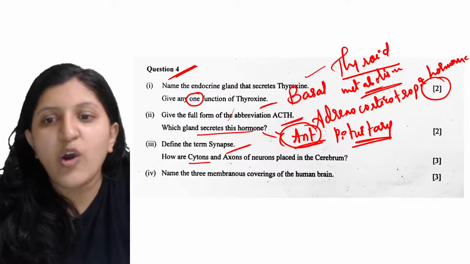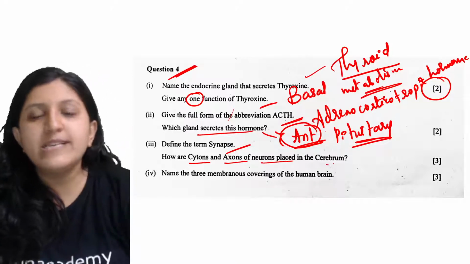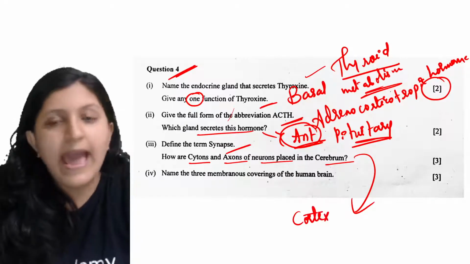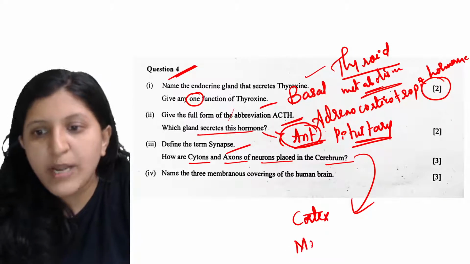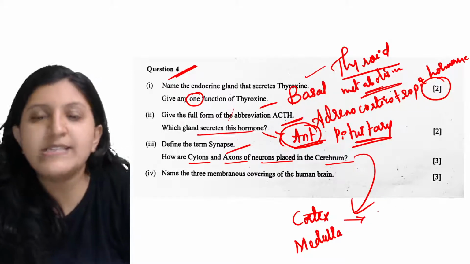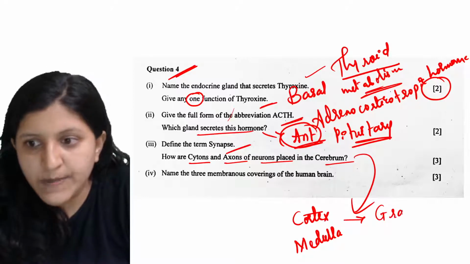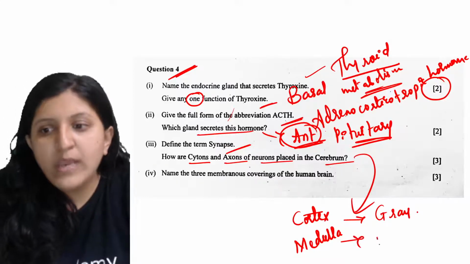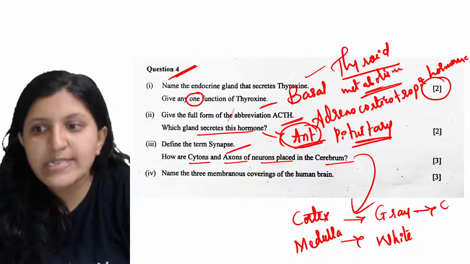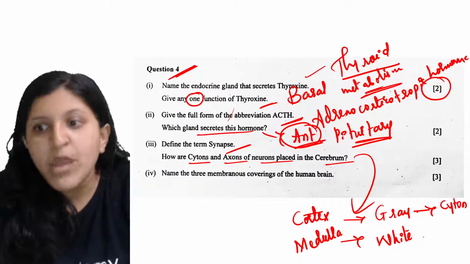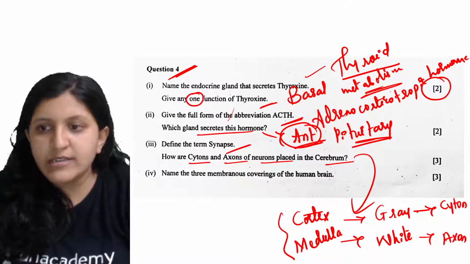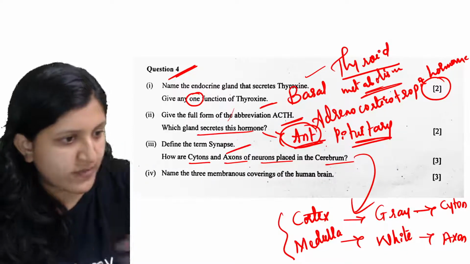So how are cytons and axons of a neuron placed in the cerebrum? In the cerebrum there is a cortex region, and again in the cerebrum you can find a medulla region. The cortex region is gray matter, and in the medulla region you can find white matter. Gray matter is made up of cyton or cell body. White matter is made of axon. If you have written this, you will get full marks for this question.